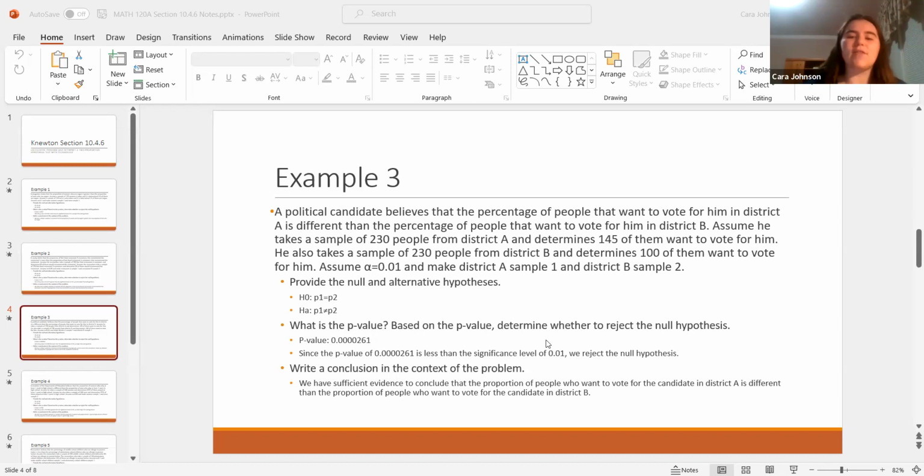Reject, that means we have enough evidence to say the alternative is true. So we have enough evidence to conclude that the proportion of people who want to vote for the candidate in District A is different than the proportion of people who want to vote for the candidate in District B.